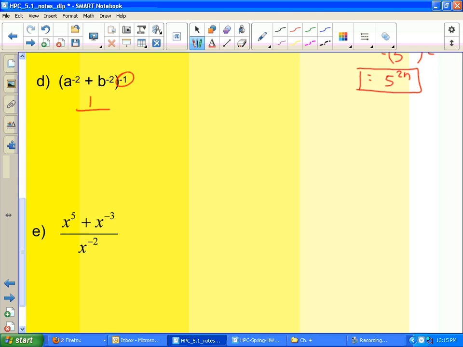So by doing this, I just change that to a positive one, not a negative. Complex fraction. How do we get a complex fraction out of that? 1 over a squared plus 1 over b squared. Since it was to the first power, we're okay with doing that. And then now I've got to simplify that.